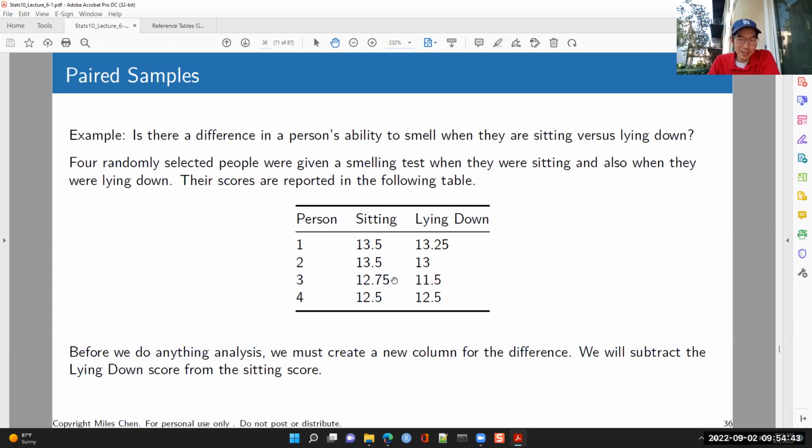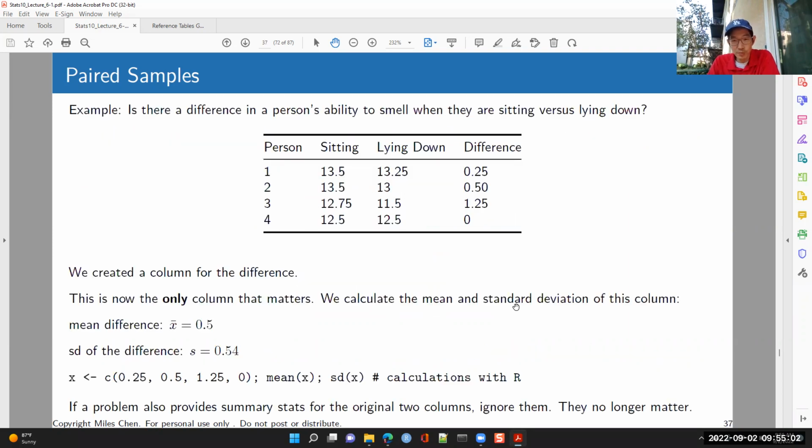So even though we have two columns here, we're not going to treat them as two separate samples. Basically, this is just one sample, and we just have to calculate a new column called the difference. I just do one column minus the other. I calculate a difference, and now I just have one sample. Okay, so if I do sitting minus lying down, I get 0.25, 0.5, 1.25, and 0. These are now my values. With these values, just like the very first example that we saw today, where you have just individual values, you have to calculate the mean and the standard deviation.